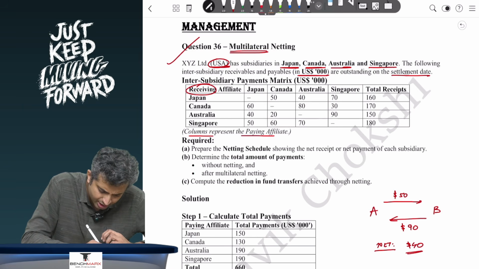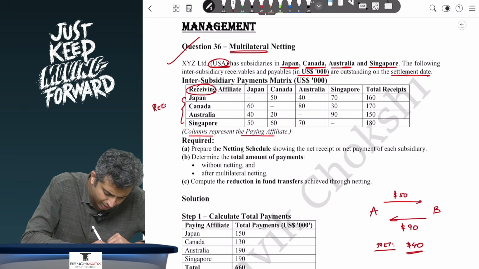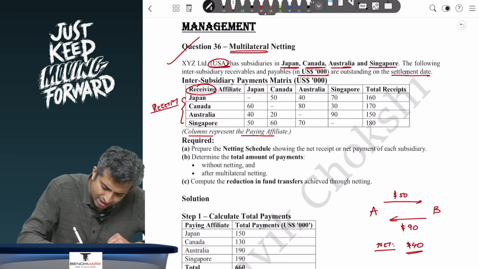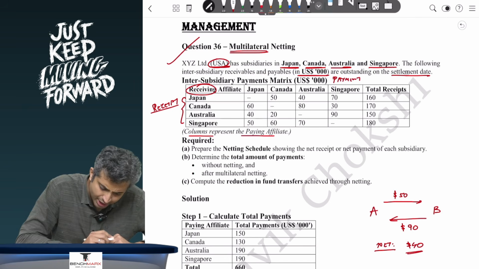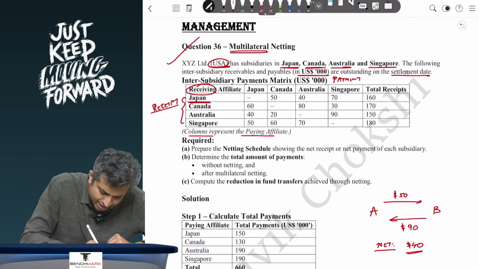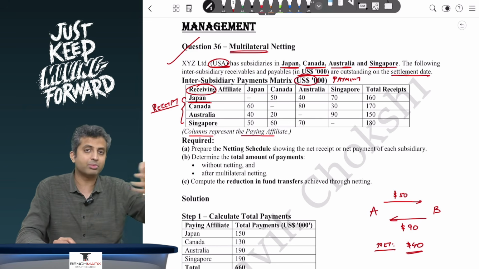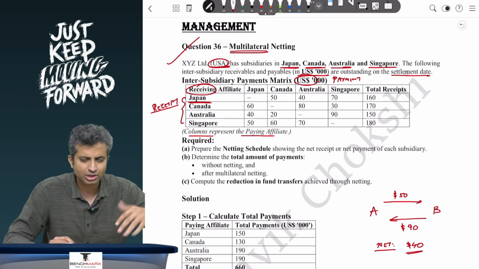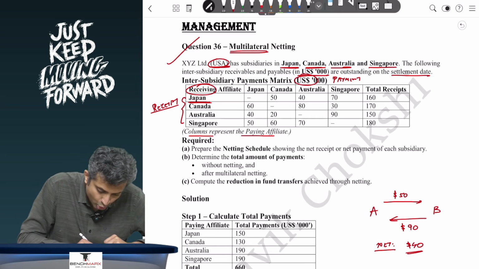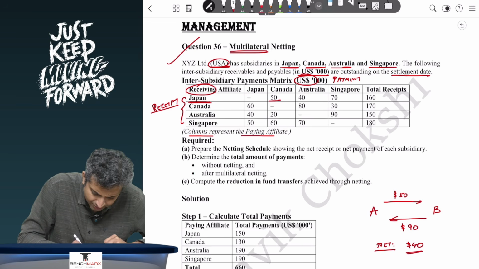So over here, the rows are the amounts that they are expecting to receive, whereas the columns are the amounts that are expected to be paid. When I look at, let us say, the Japanese subsidiary, let's say everything is in dollars, so the first problem is solved. You have to convert everything into the parent's currency. You have done that. So over here, they are going to receive 50, 40, 70, so basically they are going to receive 160.